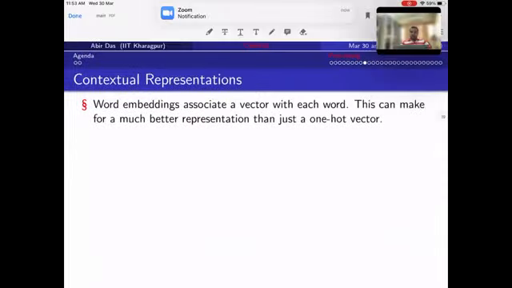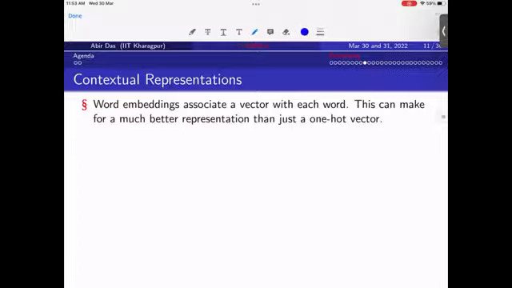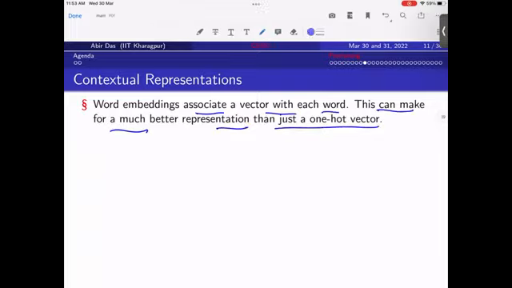So now this is the issue. Word embeddings associate a vector with each word. That's what we have seen. This can make for a much better representation than just a one-hot vector. The one-hot vector had problems, such as not preserving semantic relationships, so word embeddings can be much better.